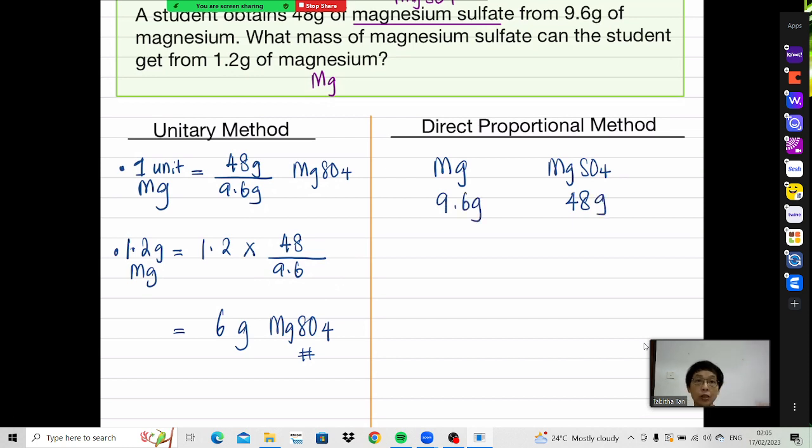Okay, so you see, you just arrange the word from English back to that simple comparison table. Then now you say what mass of magnesium sulfate? That means the unknown is here. Just simply put this is unknown, or even if you want to, just put a question mark, up to you, as long as you understand that is what you are looking for. However, I'm going to use X, and then can the student get from 1.2 gram? 1.2 gram of what? Of magnesium. So just put that.